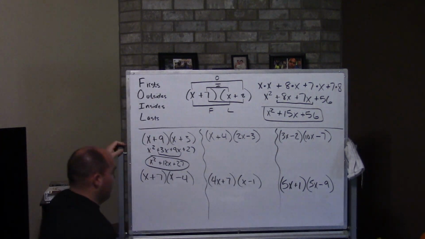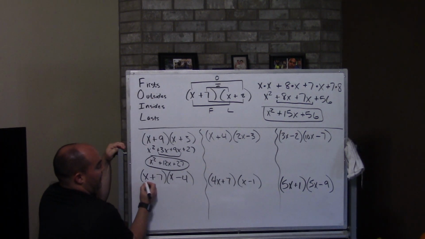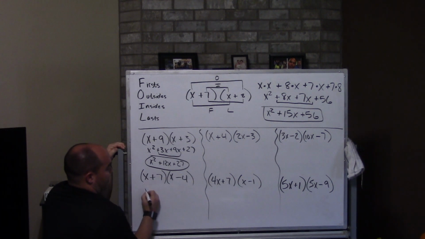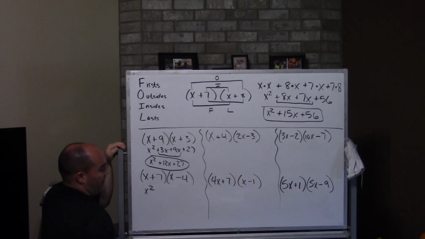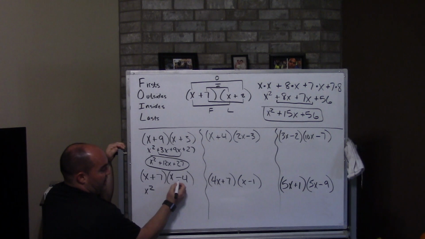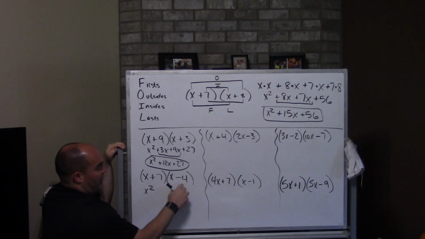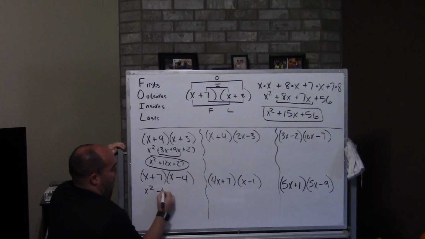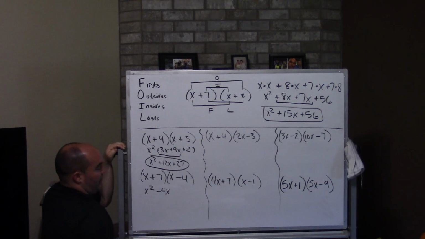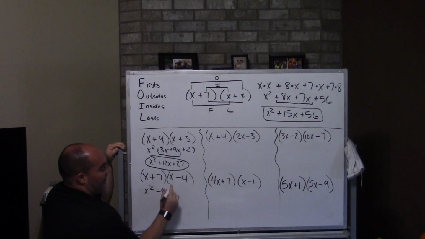Alright, down here at the bottom. Okay, same thing. First, x times x is x squared. Outside is x. Now, this is the first time we've had a negative, so x times minus 4 or negative 4, that's fine. We just write minus 4x. Okay, inside is 7 times x.